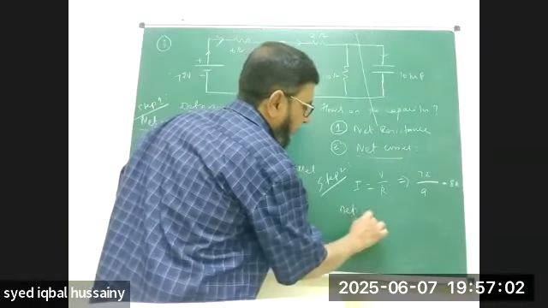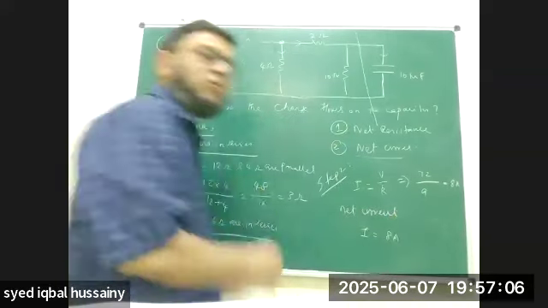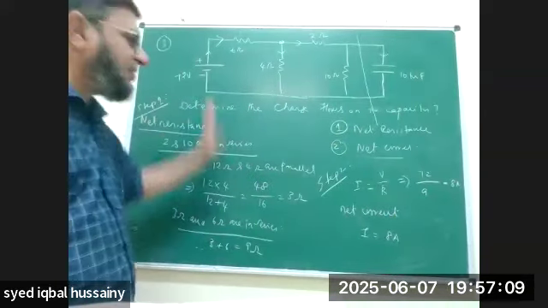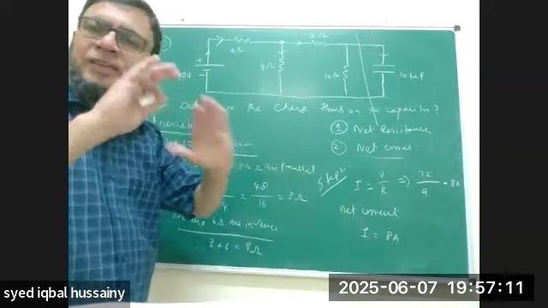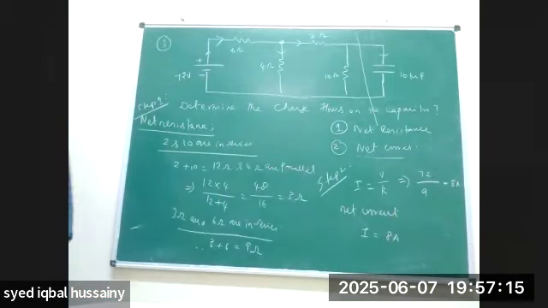Net current equal to 8 ampere. First you should keep this ready. What is net resistance? What is net current? इसको ready से रख लीजिए. Then you will understand the concept. Clear? समझ में? हो गया? Clear on the board?